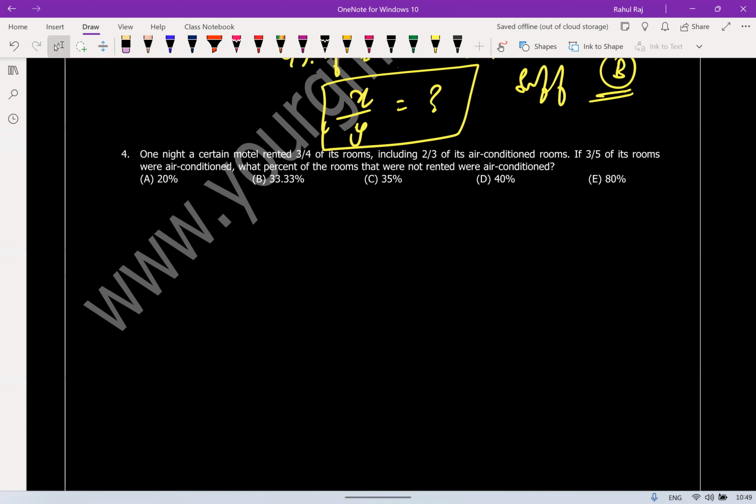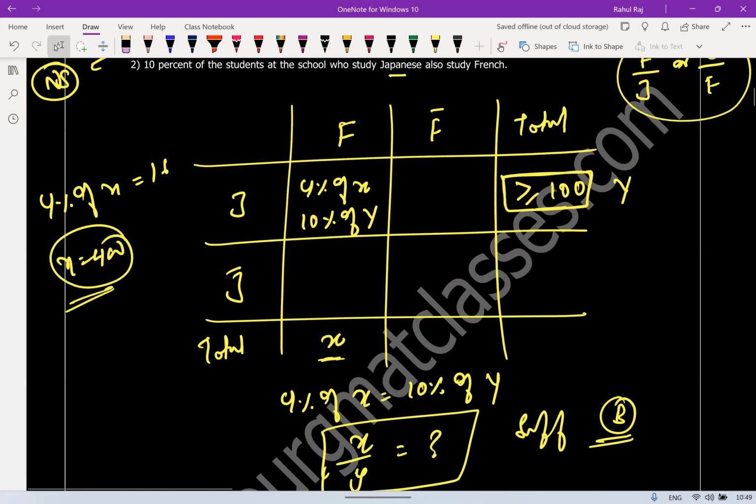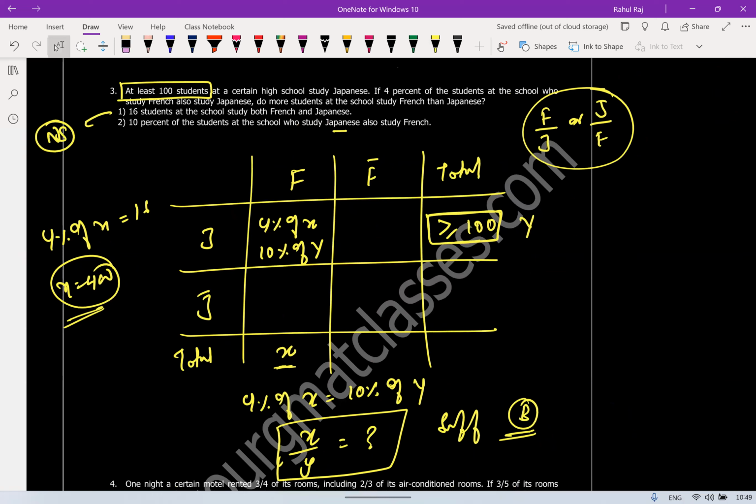Question number 4, please. Rahul, yeah, can you? So here, 10% of students in the school who study Japanese also study French. It implies the same as 4% of students at the school who study French also study Japanese, right? So that's the reason I've equated it, because both are coming in the same bracket.